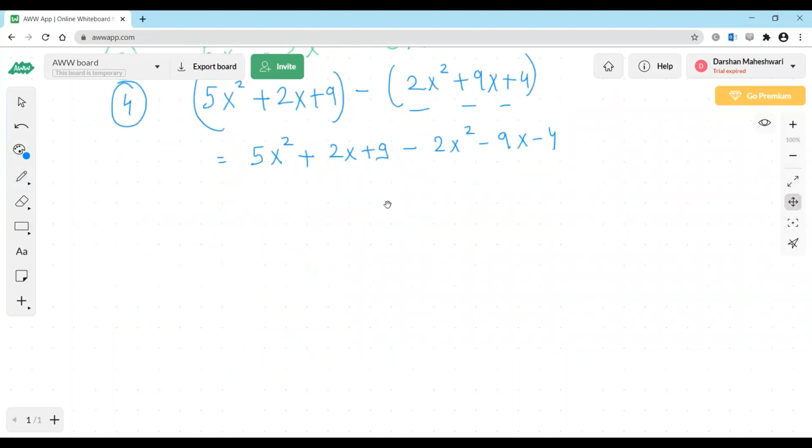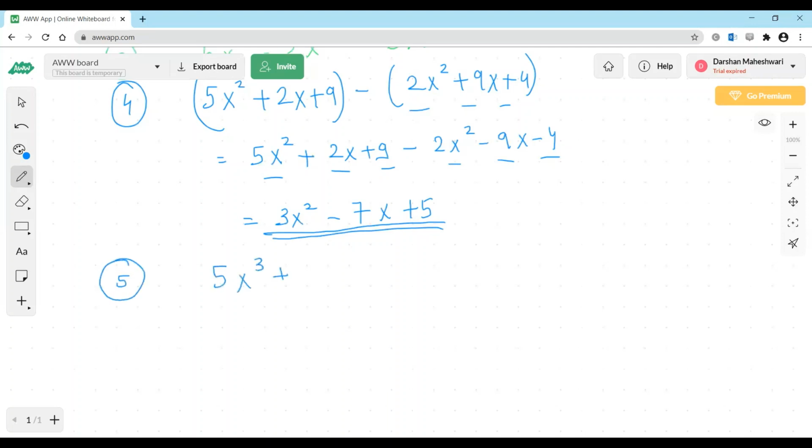So from here we are getting 5x square minus 2x square is 3x square. 2x minus 9x: 2 minus 9 is minus 7, so minus 7x. And 9 minus 4 is 5. So this is the subtraction of this polynomial. Let's take another example. We have 5x cubed plus 2x plus 91 minus 7x square plus 11x plus 41.